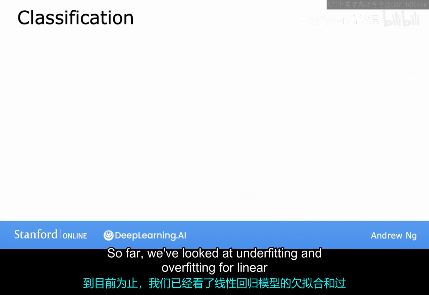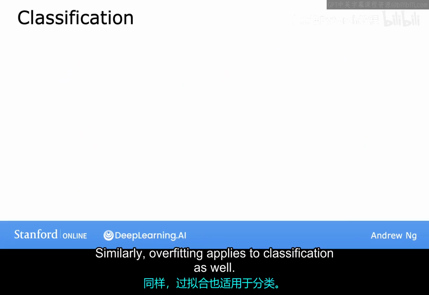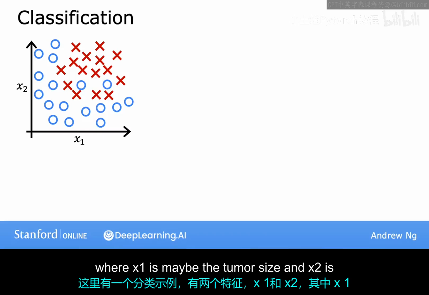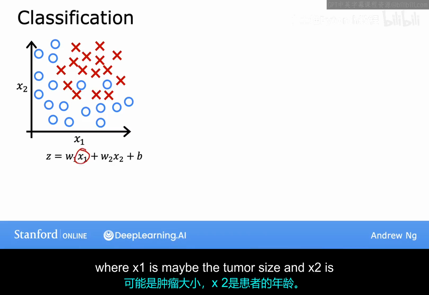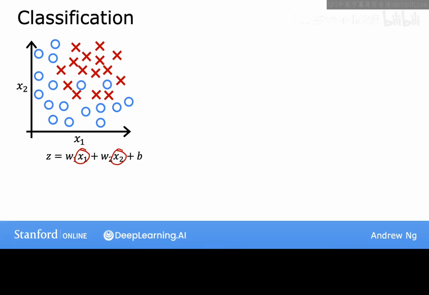So far, we've looked at underfitting and overfitting for linear regression models. Similarly, overfitting applies to classification as well. Here's a classification example with 2 features, x1 and x2, where x1 is maybe the tumor size and x2 is the age of a patient. And we're trying to classify if a tumor is malignant or benign, as denoted by these crosses and circles.